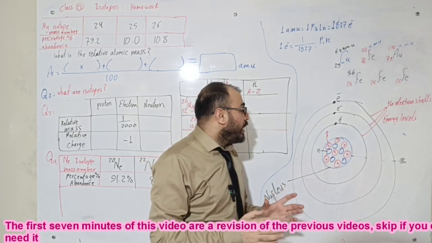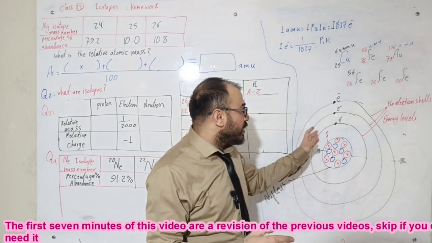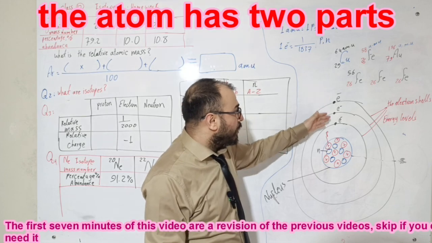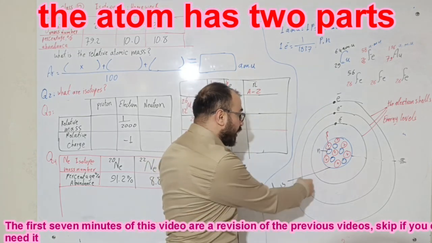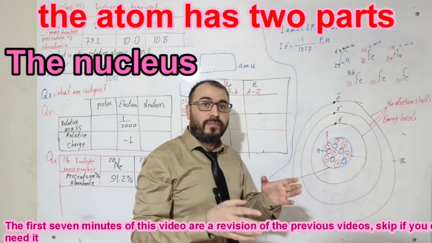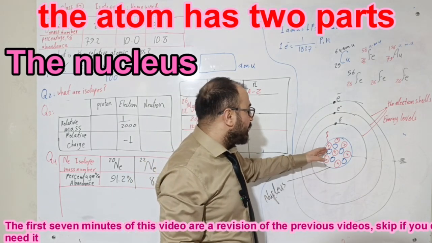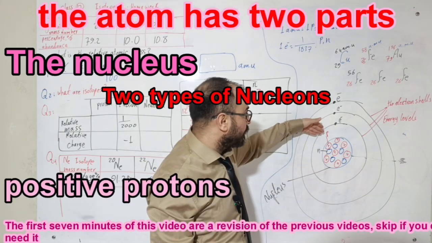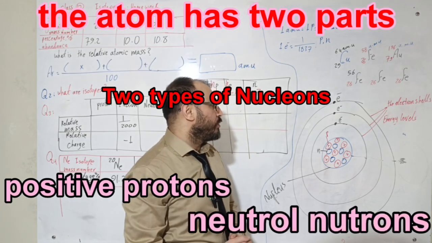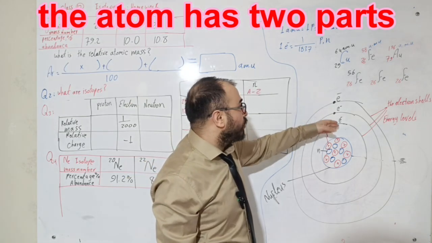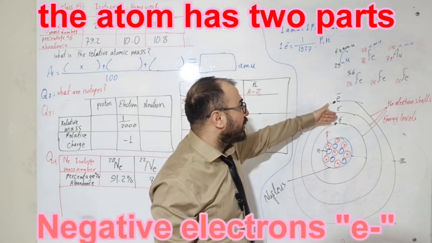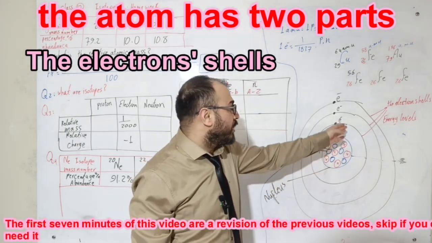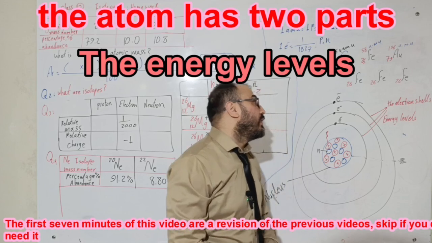First of all, we talked about atomic structure, and we said that an atom is made up of two main parts. The first one is called the nucleus, which is in the center and inside which we can find two types of nucleons, positive protons and neutral neutrons, while the other part, in which we can find only negative electrons, is called the electronic shells, or we can call them the energy levels.